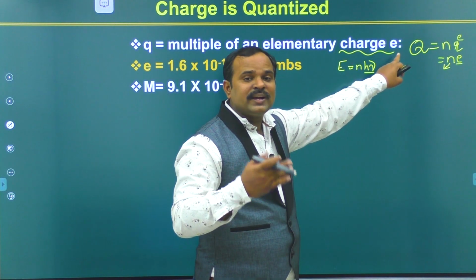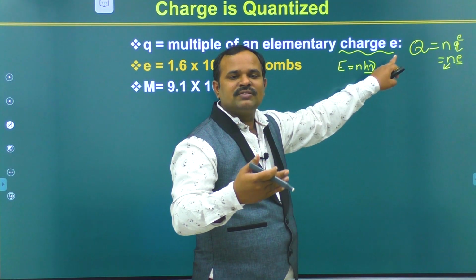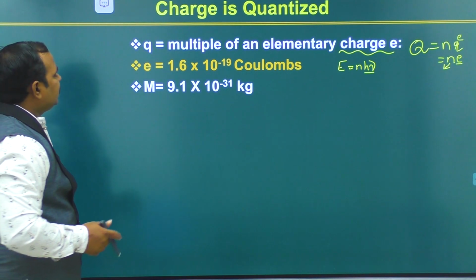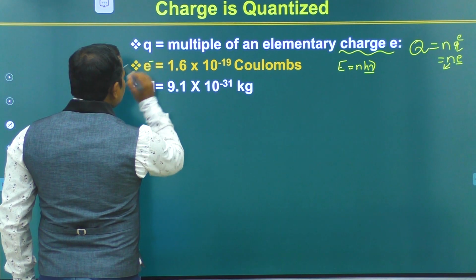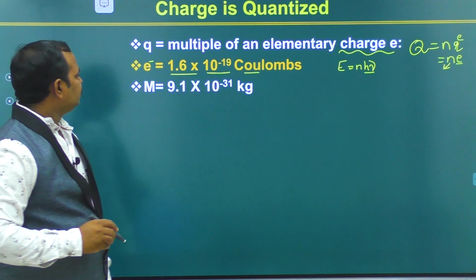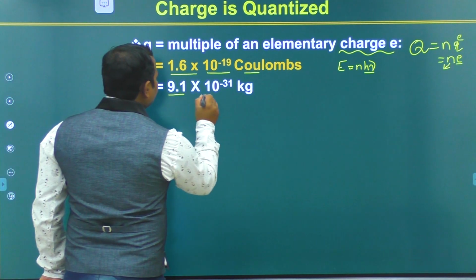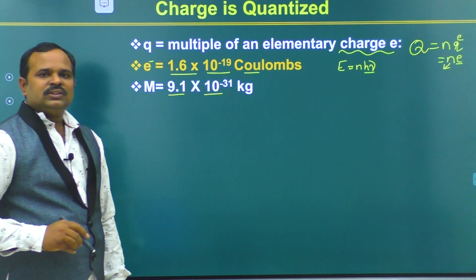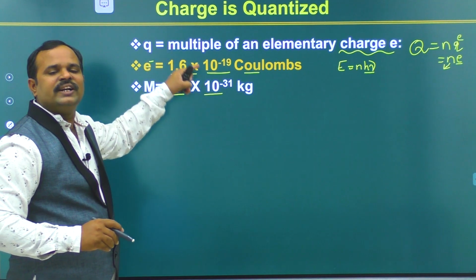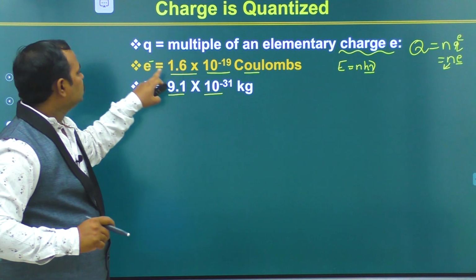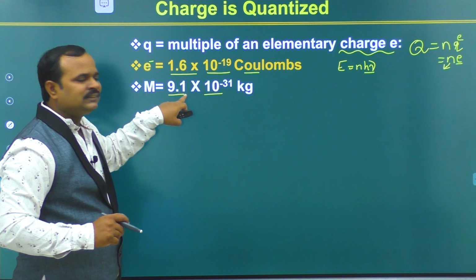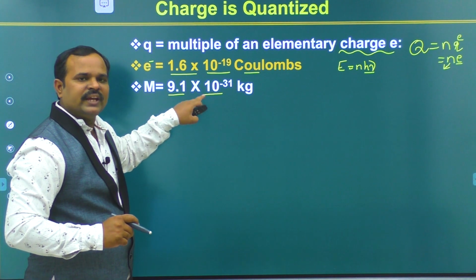Similarly, the charge can also be expressed as integral multiples of a small quantity. That small quantity is the charge of the electron. The charge of the electron is e minus is equal to 1.6 into 10 power minus 19 coulombs, and the mass of the electron is 9.1 into 10 power minus 31 kg. So here we are expressing total charge in terms of elementary charge. That elementary charge is the electron charge.